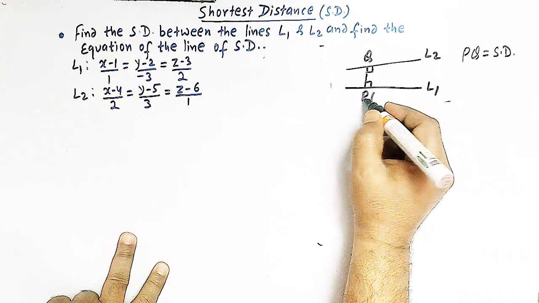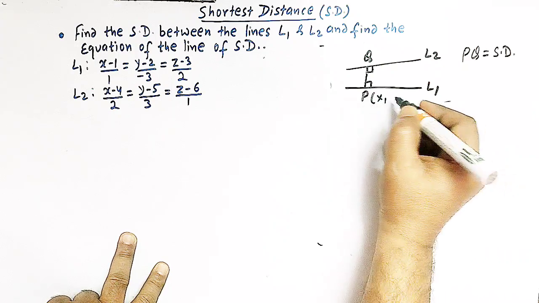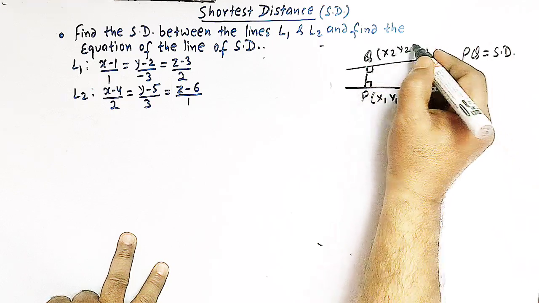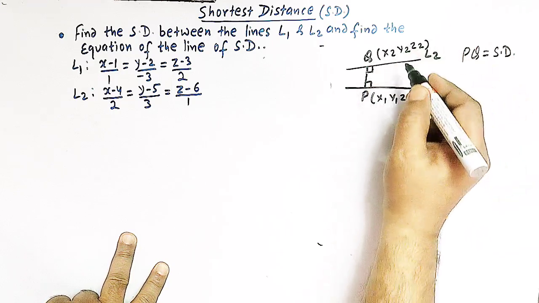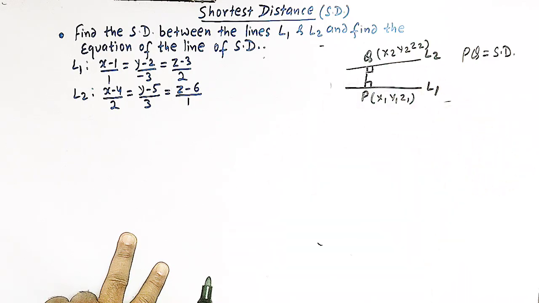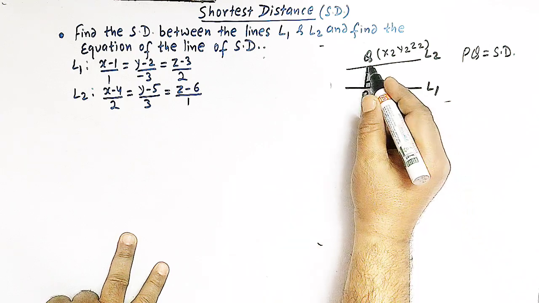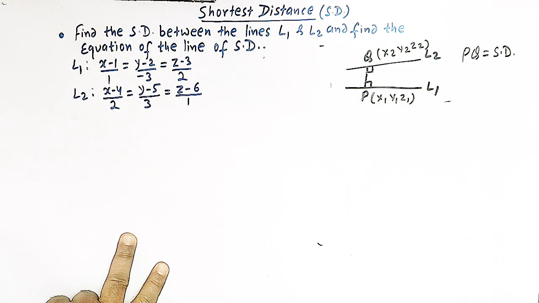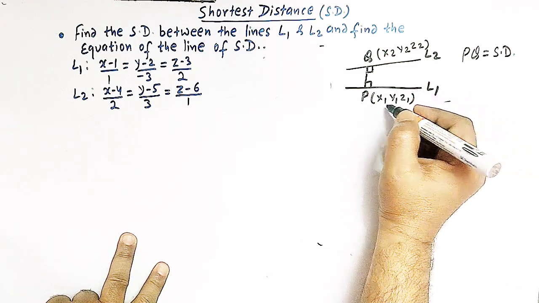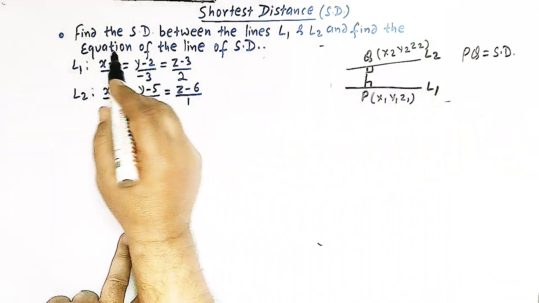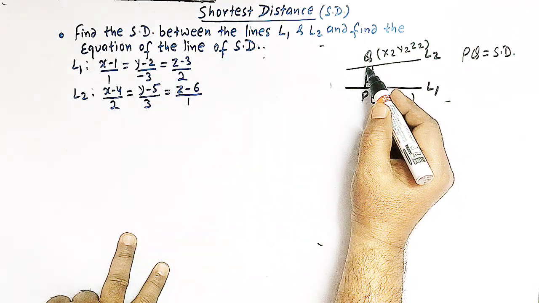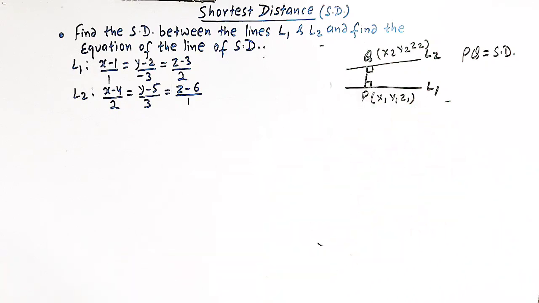Let us assume that this point P is (x1, y1, z1), and this point Q is (x2, y2, z2). Once we know the coordinates of the points P and Q, we can easily find the length PQ by using the distance formula, right? Moreover, by knowing the coordinates of points P and Q, we can easily find the equation of this line of shortest distance in symmetric form.